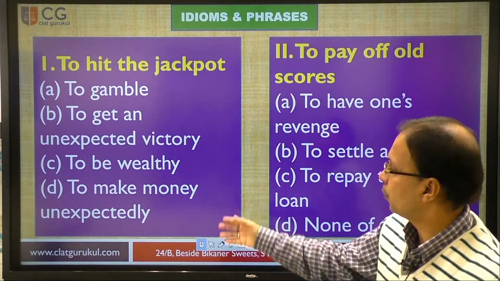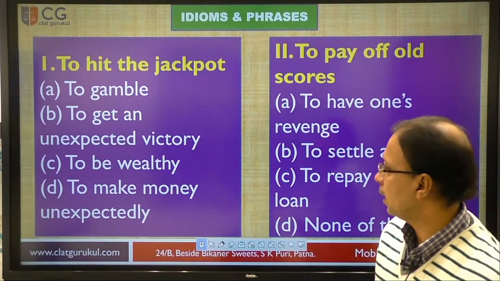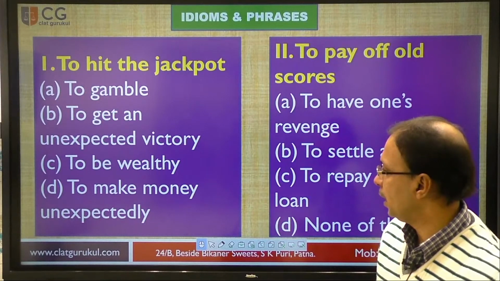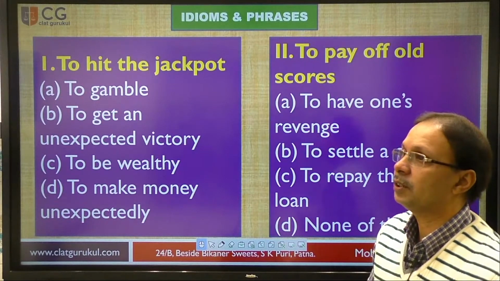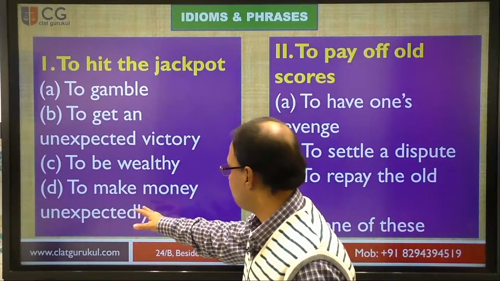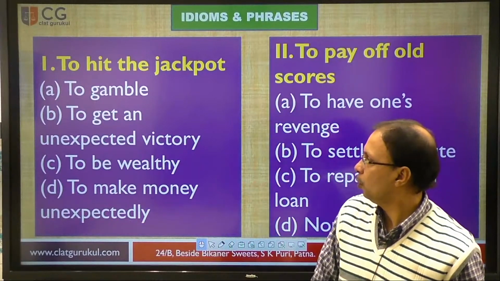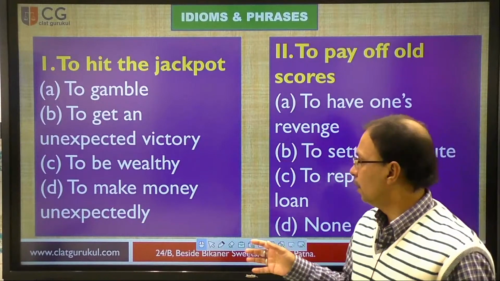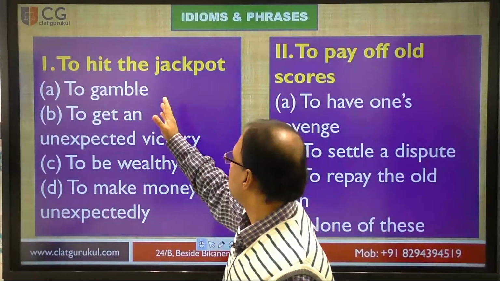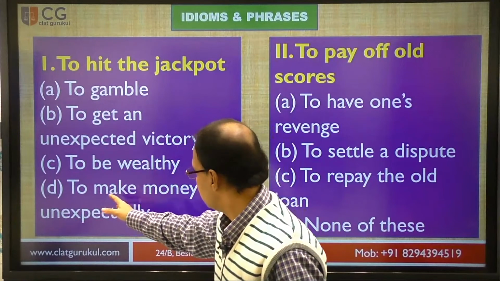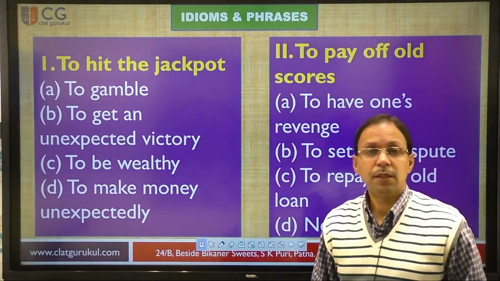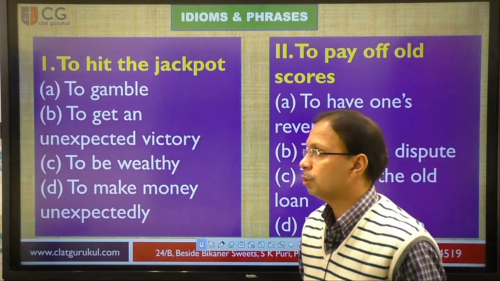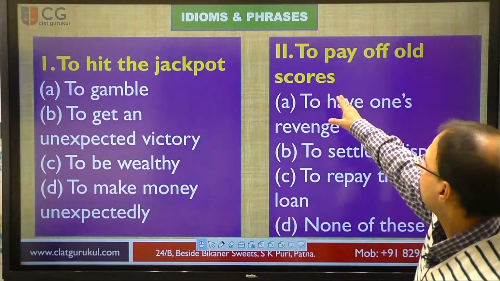To hit the jackpot. First one is to gamble. Second, to get an unexpected victory. Third one, to be wealthy. Fourth one, to make money unexpectedly. To hit the jackpot means actually to make money unexpectedly. It is beyond your expectation. You never expected that to happen to you, but eventually you hit the jackpot. It means that you made money unexpectedly. So it's a very common phrase. You should remember that. In our daily life, we also use that, right? Now moving to next question.